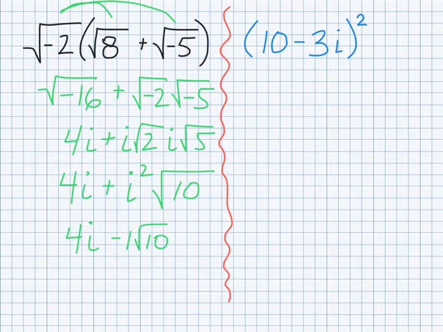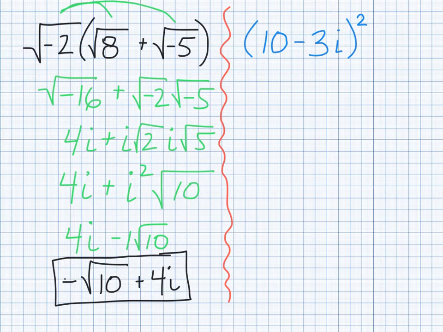Now when we want to write a complex number out, or write the final answer in black, we want to have the real part, so in this case negative square root 10, which is that -1 square root 10, and then plus that 4i. We want to have the real part first and then the imaginary part or term second.